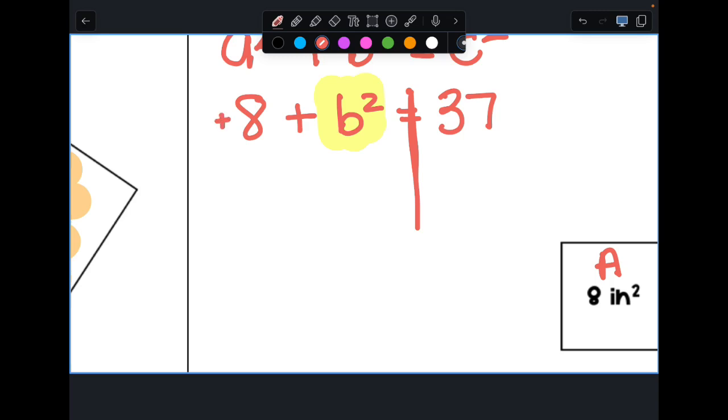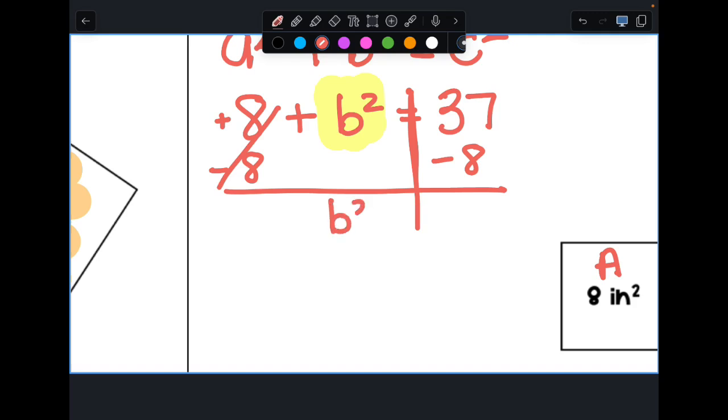It's a positive 8. We're solving for B. How do you move 8 to the other side? There's a plus in front of it. Subtract. Minus 8. Bring down B squared. 37 minus 8 is 29.